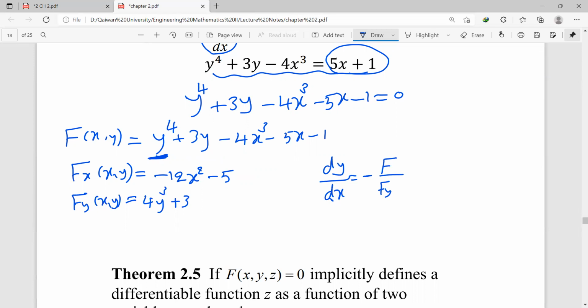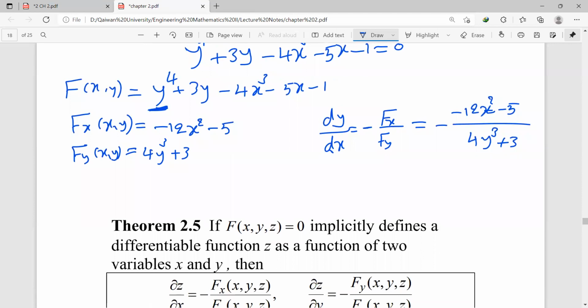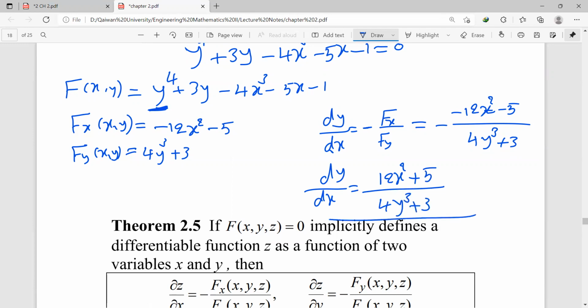What's f sub x? First, let's put the negative sign here. F sub x is minus 12x squared minus 5, and f sub y is 4y cubed plus 3. If we move this negative sign into the numerator, we get dy by dx equals 12x squared plus 5 divided by 4y cubed plus 3. That's all.